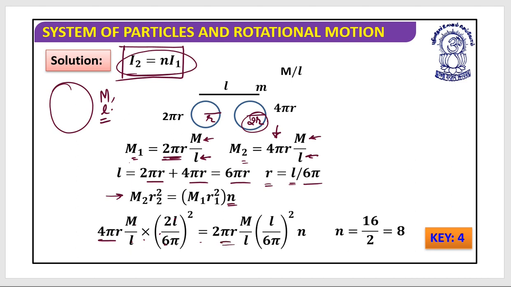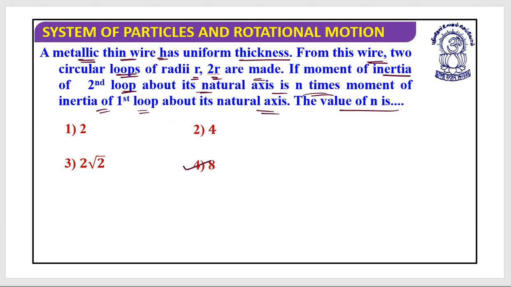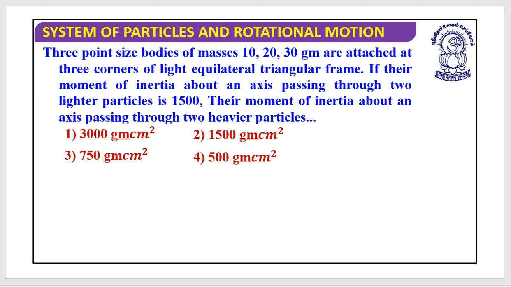That should be equal to 2 pi R into M by L, multiplied by L by 6 pi whole square, into N. If I solve this, N would be equal to 8, and this would be the answer. I hope this is clear. Are you sure? Can you do this? Great. Let's work on the next question.